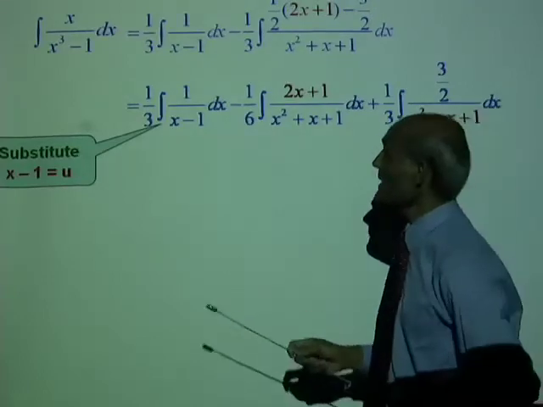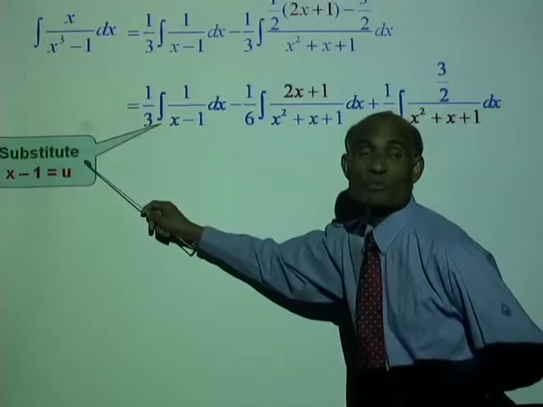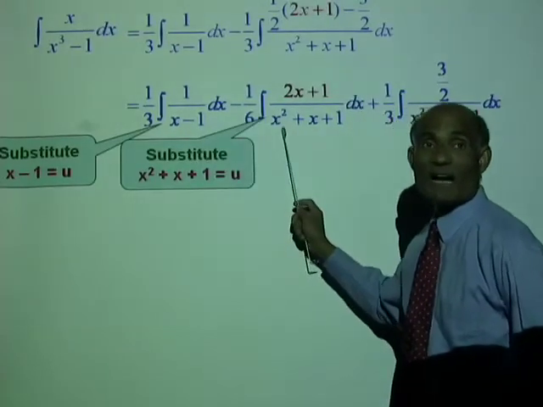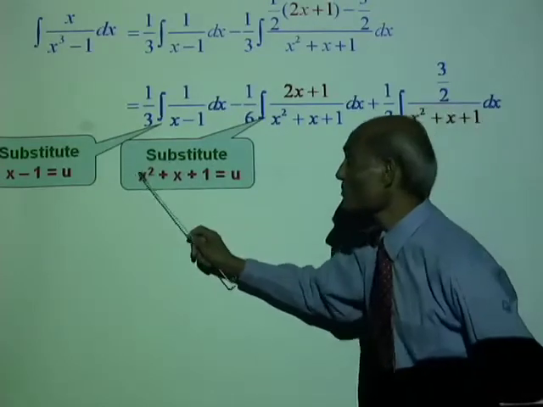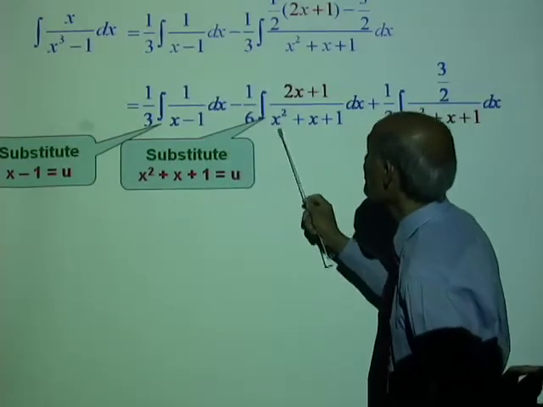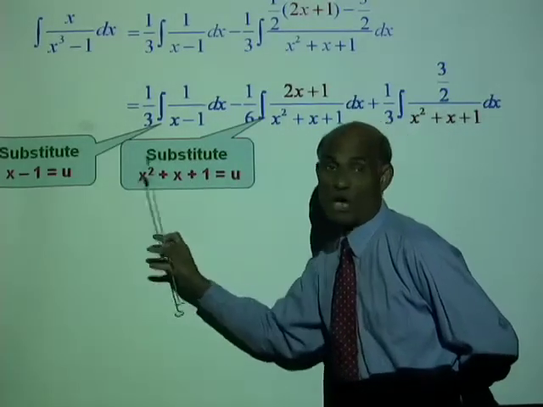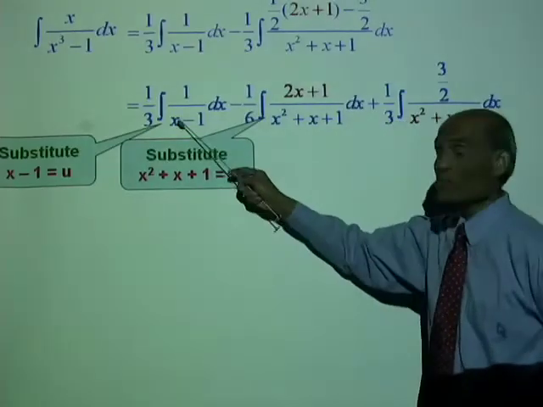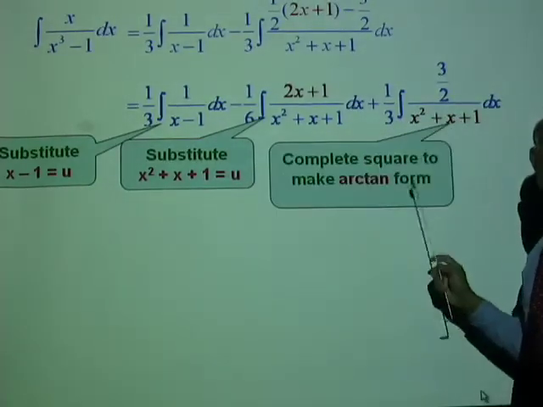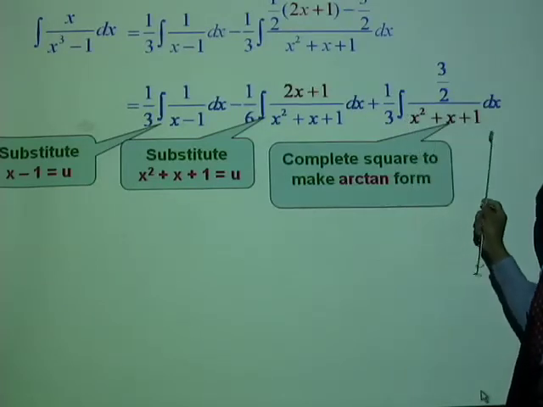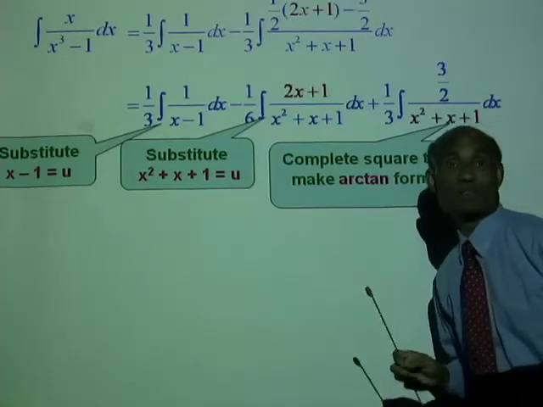Alright, now we're going to make a substitution. Substitute x minus 1 equal to u here, and substitute x squared plus x plus 1 equal to u here. We're going to use u right through. They are not the same u, they are different u's. So this is our first u, this is our second u, and what we need to do here is complete the square. Well, you know how to complete the square, don't you?